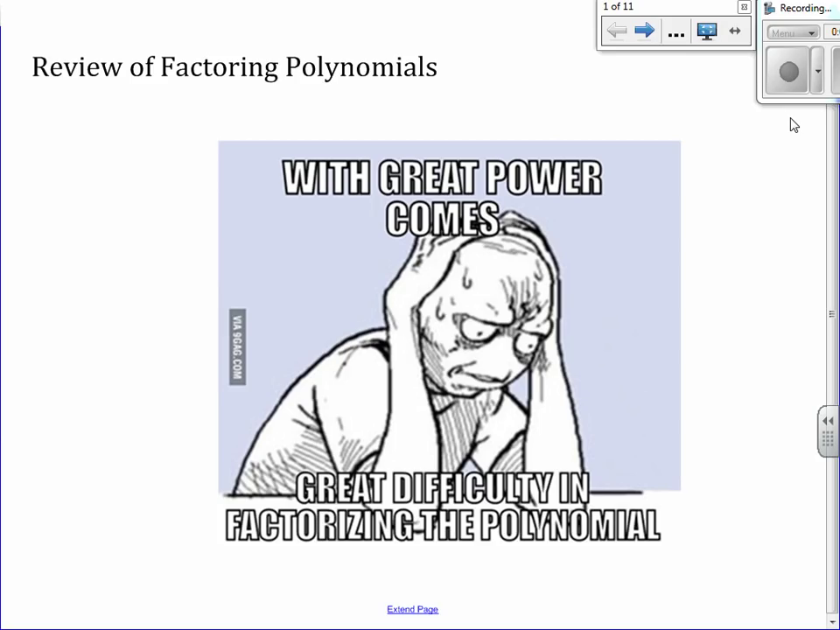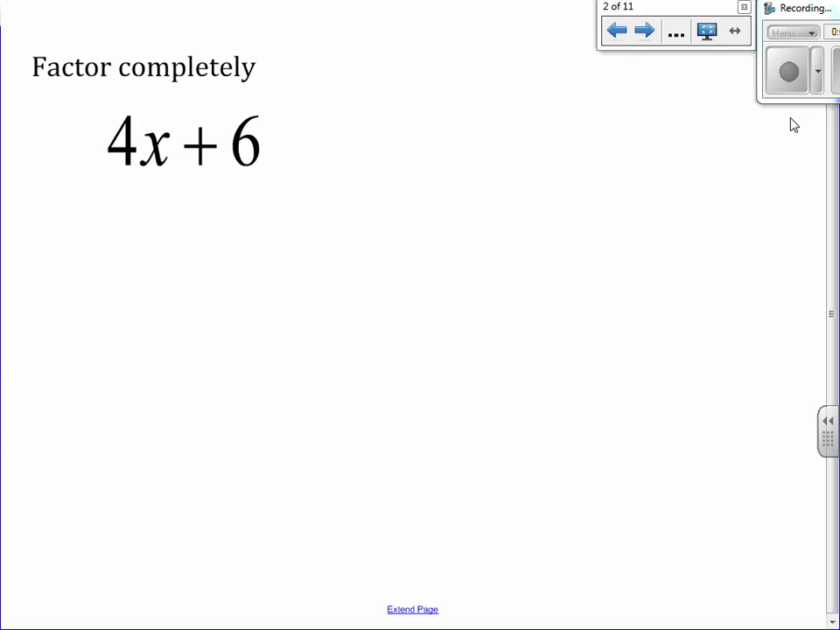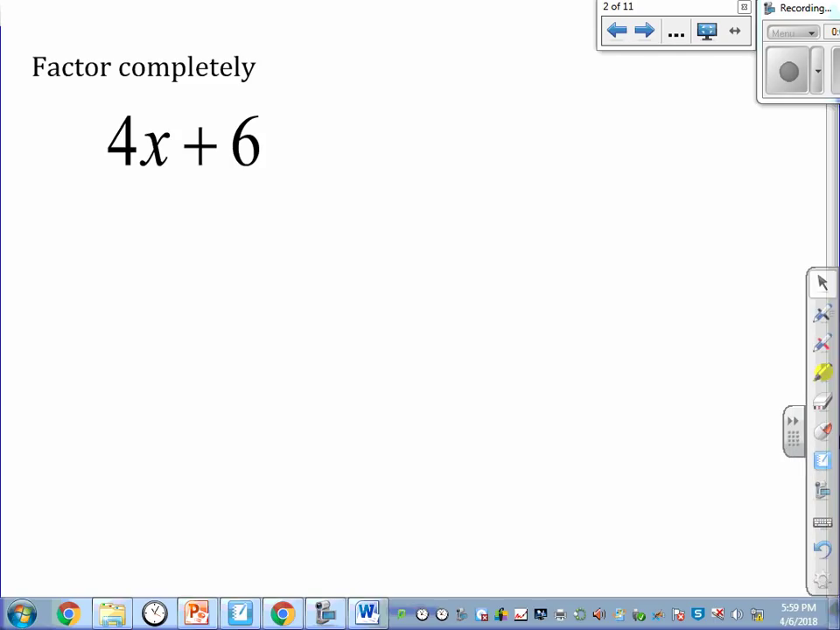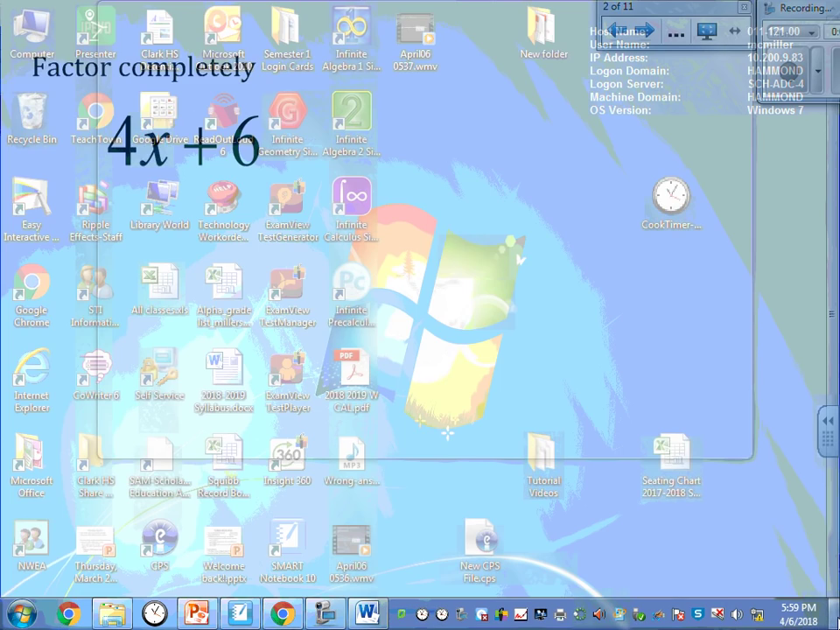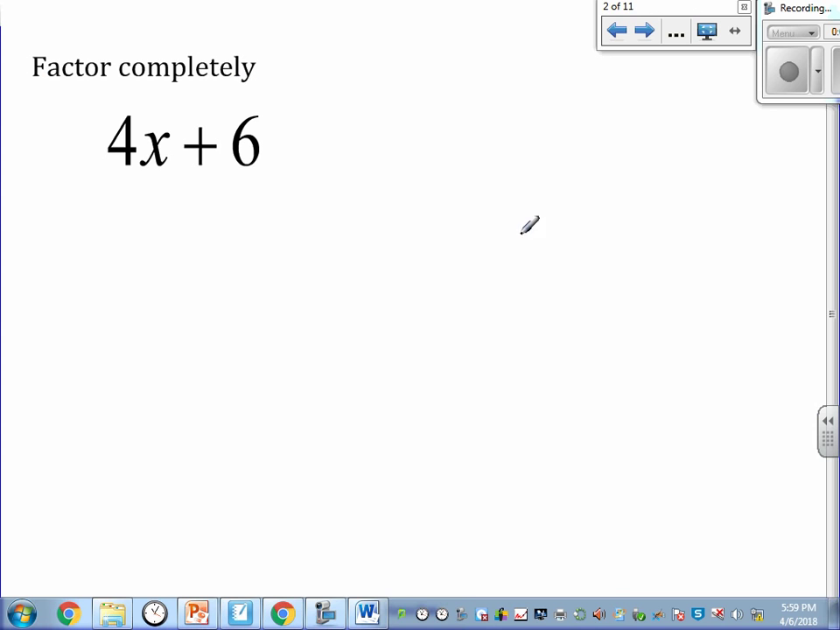We're going to start off with examples right away. I'm not going to get into any vocabulary or anything like that. We're just going to go straight into, let's do some examples. So the directions here say to factor this completely.